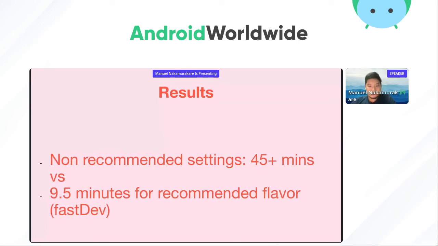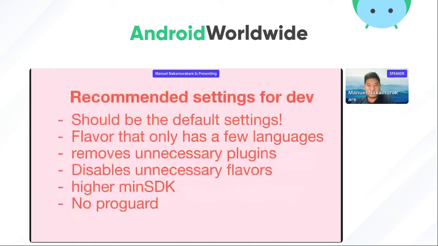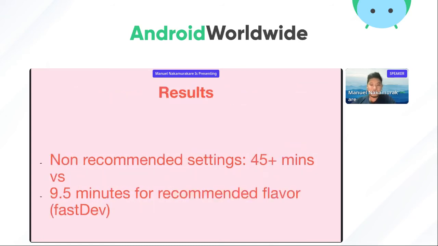One thing that is worth noting is that we use flavors in order to set the development setup. All of these things are specific to a flavor which we call fast dev. So whenever people were combining flavors, for example using fast dev for one module, but using the dev or the production flavor for another, that's when they were getting very, very bad build times.